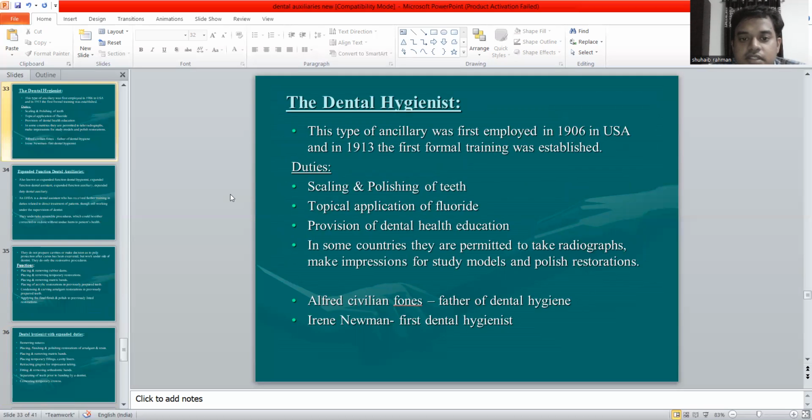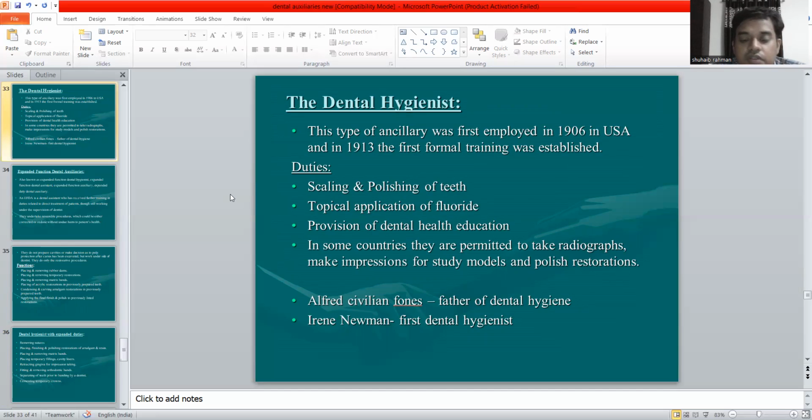The dental hygienist. This type of ancillary was first employed in 1906 in the USA, and in 1913, the first formal training was established. The duties of a dental hygienist are scaling and polishing of teeth, topical application of fluoride gel, and provision of dental health education. In some countries, they are permitted to take radiographs, make impressions for study models, and polish restorations.